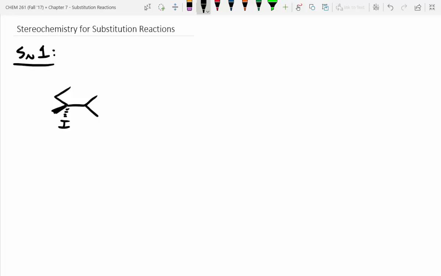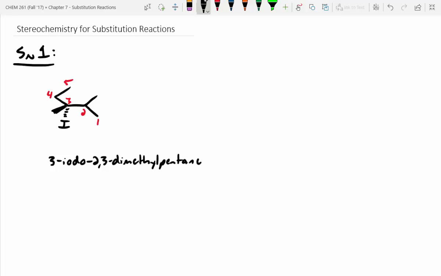So we want to find the longest continuous carbon chain. What's the longest chain? 5. Okay, should I go 1, 2, 3, 4, 5? No, we want the substituents to be minimized. So I'm going to go 1, 2, 3, 4, 5. Okay, so we've got a methyl group coming off of carbon 2, a methyl group coming off of carbon 3. So we've got a dimethyl. What will go first, the iodo or the methyl? Iodo. Okay, so we've got 3-iodo, 2,3-dimethylpentane.